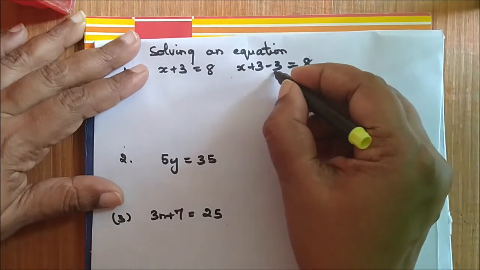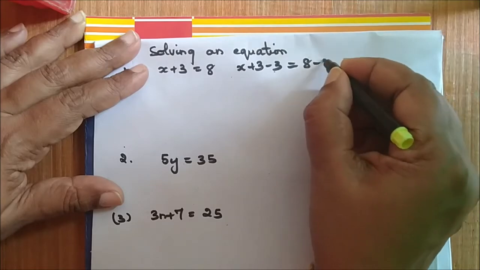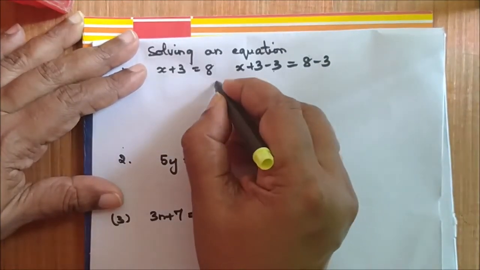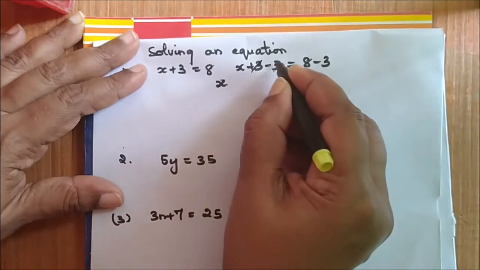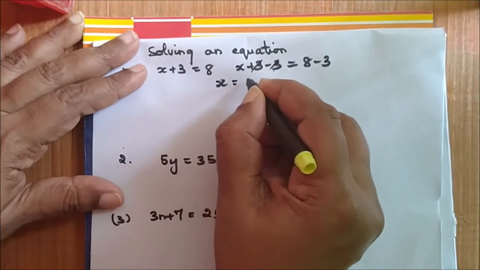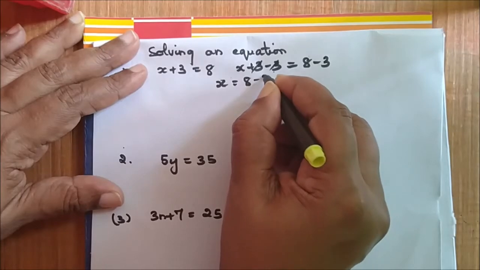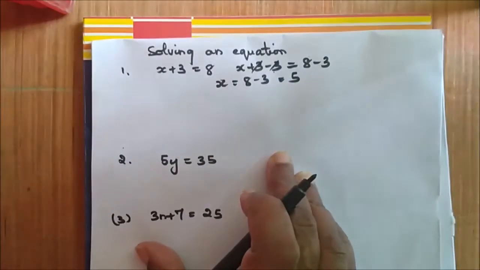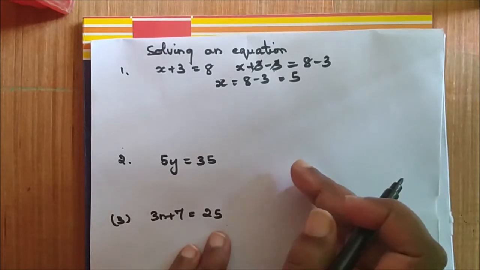Both the sides are equal. So I have subtracted 3 from here, so I should subtract 3 from the right hand side also. So what do I get? Plus and minus 3 will get cut. x = 8 - 3, which is equal to 5. I hope you understood how we solve this problem.